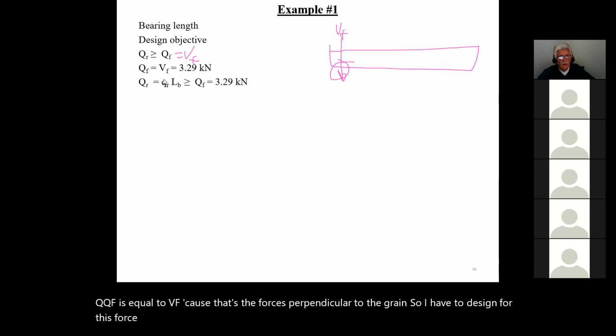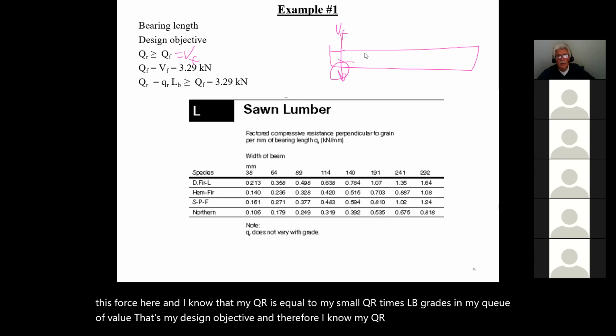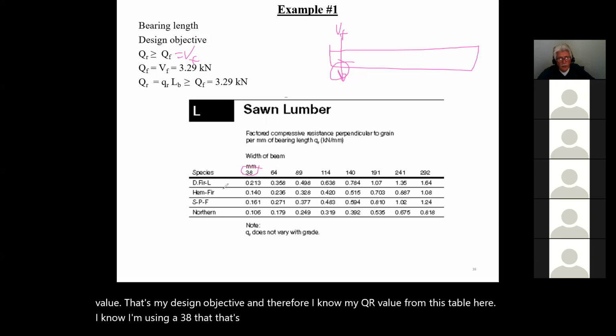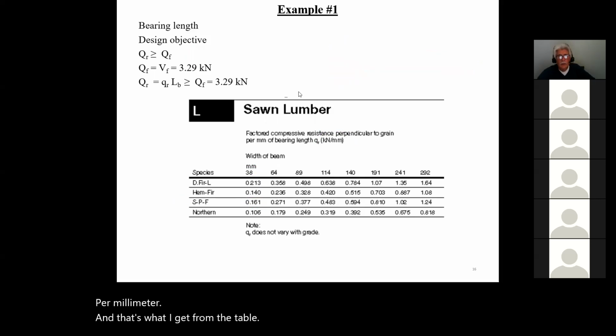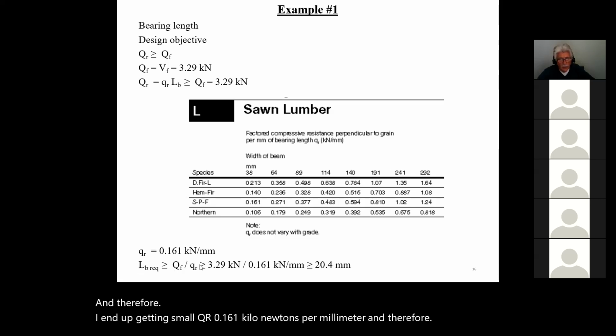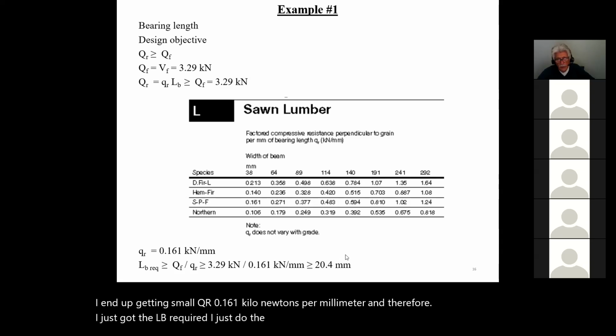And I know that my QR is equal to my small qr times LB, greater than my QF value. That's my design objective. And therefore, I know my small qr value from this table here. I know I'm using a 38, that's the width of the lumber. I'm using 38. And I know I'm using SPF. Therefore, the small qr value is 0.161 kilonewtons per millimeter. And that's what I get from the table. And therefore, now I just get the LB required. I just do the calculation. I end up with 20.4 millimeters.